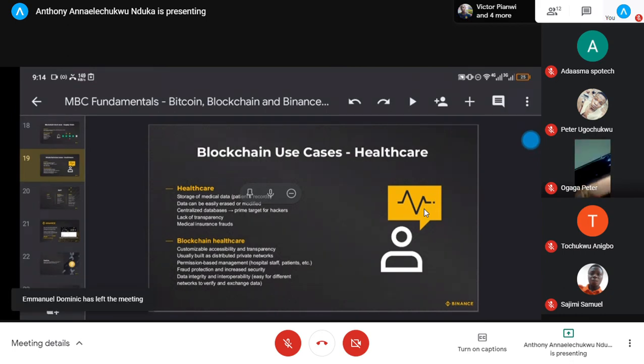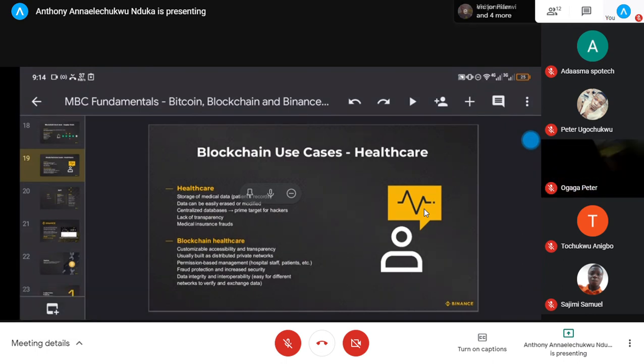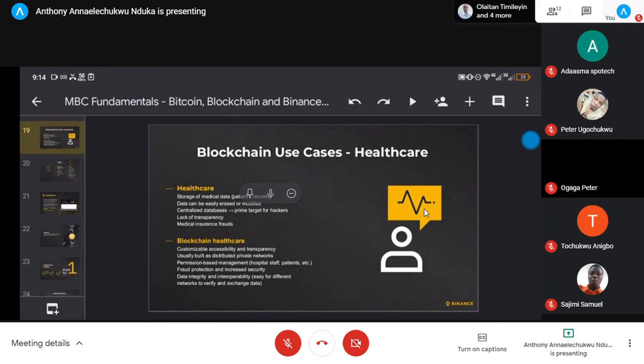Yeah, this is how the blockchain works. Because of the cryptography, it is secured and there will be lesser fraud in the system. Now, data integrity and interoperability have already been explained: it is easy for different networks to verify and exchange data. It is very, very easy. The blockchain network has been made easy, understandable, and made perfect for everybody to take part in and understand how everything works in the system.